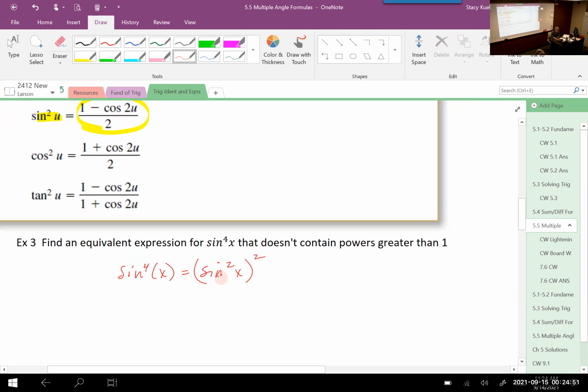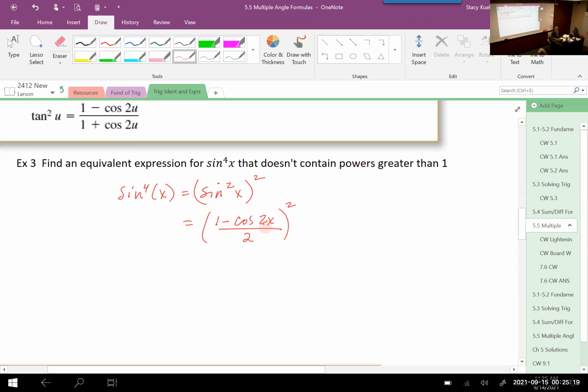Now, if I get it into this sine squared x, I can rewrite it using our new identity up here. So this is now going to become 1 minus cosine 2x all over 2 raised to the second power. That's just a substitution. Now we're going to square what's in here.